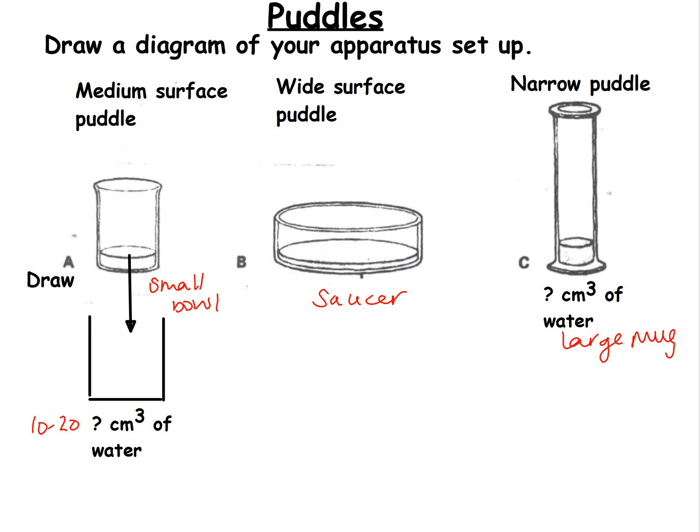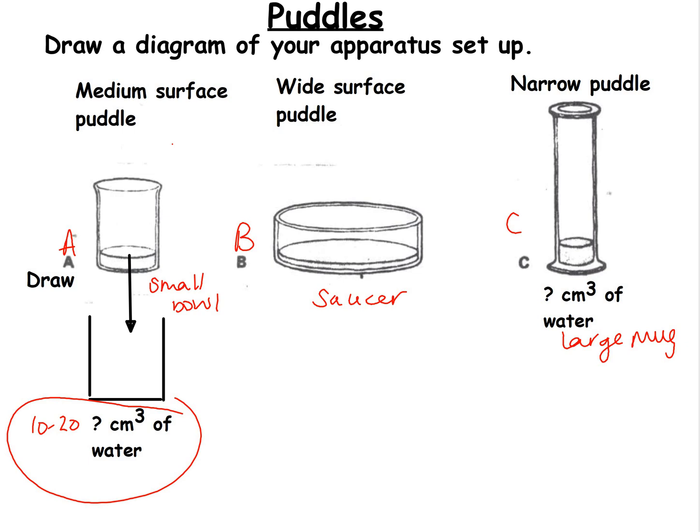And I want you to just draw me a diagram and name me your 3 containers. So we'll call the 3 containers A, B, and C. And write down what they are, like small bowl, saucer, large mug. I want you to tell me what volume of water you put into each of the 3 containers.